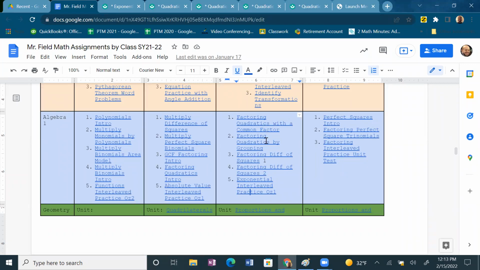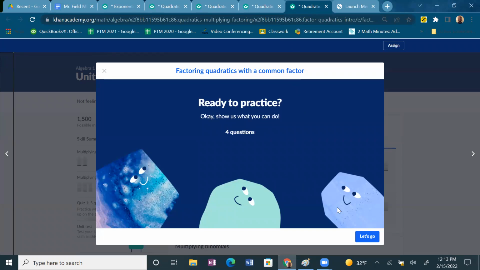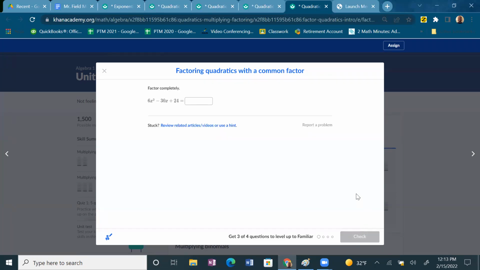So we are in the third week of February, February 15th right now. Factoring with common factor, grouping, factoring, differences of squares. Lots of factoring, all factoring this week. So we're going to start out with factoring with a common factor.